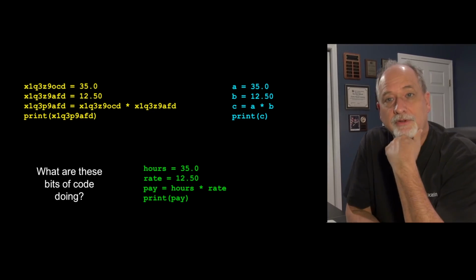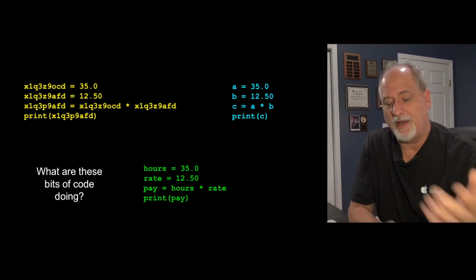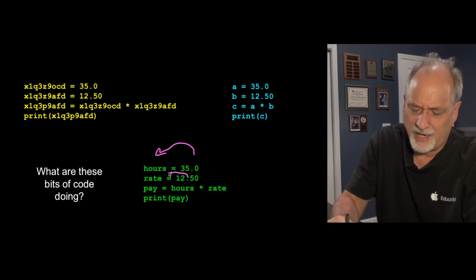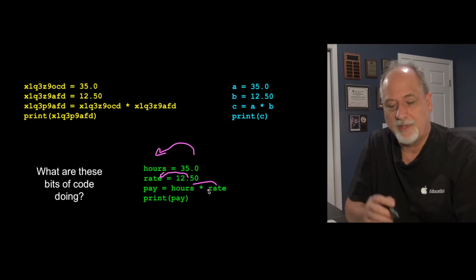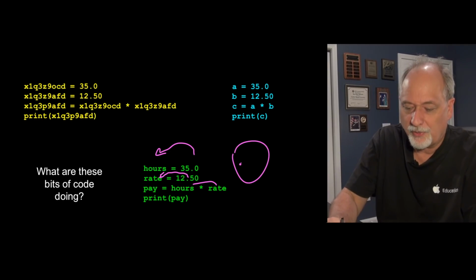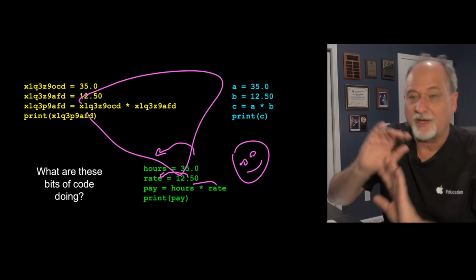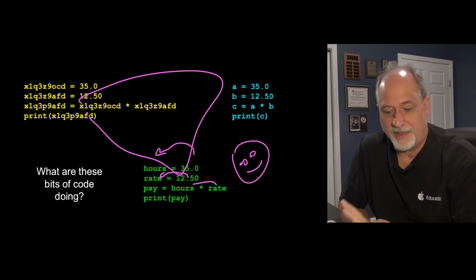Here, on the other hand, is another version of the exact same program. And now you think to yourself, oh yeah, now I get it. 35 is the number of hours, $12.50 is the rate, and then we're going to multiply the hours and the rate and come up with the pay, and we're printing out the pay. Whoever wrote this program is helping us greatly understand what's going on. And that's good. Again, all three of these are the same to Python. Choosing variable names in a way that helps your reader understand what's going on is a great thing.